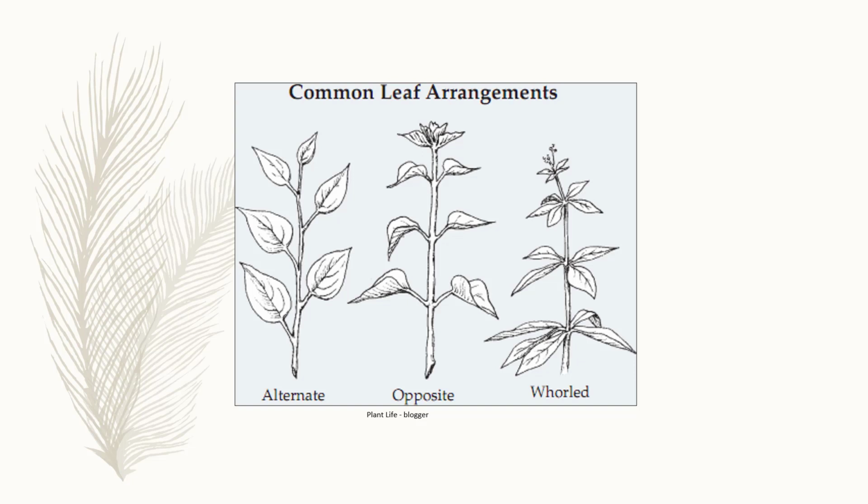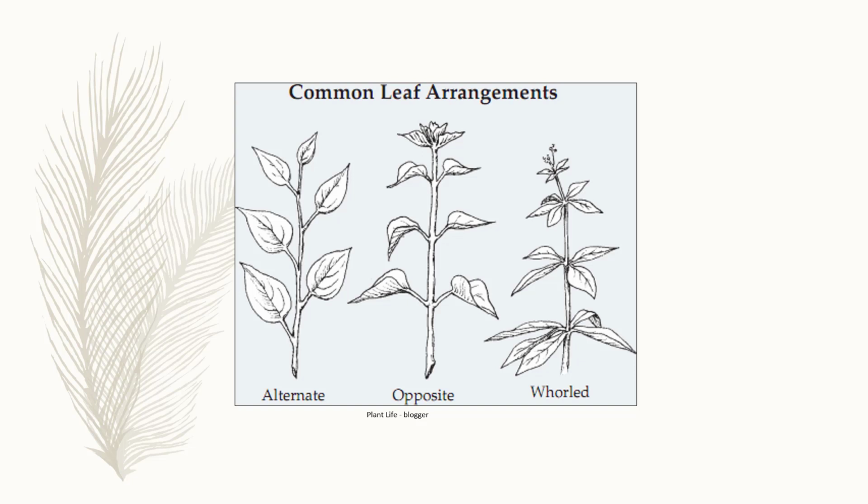And common leaf arrangements are alternate, which means the leaves come out of different places on the stem. Then we've got opposite, where they're at the same point coming out on opposite sides of the stem. Sometimes it's called paired and opposite. And then they're whorled, and there's some plants where all the leaves come out from the same point.